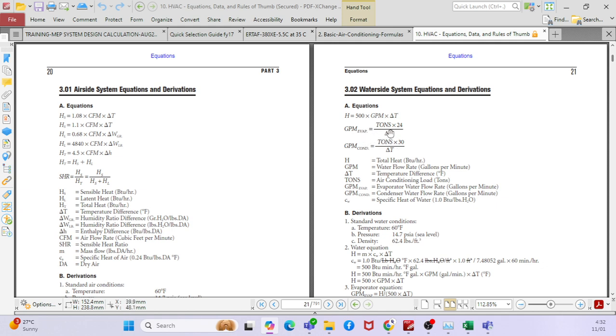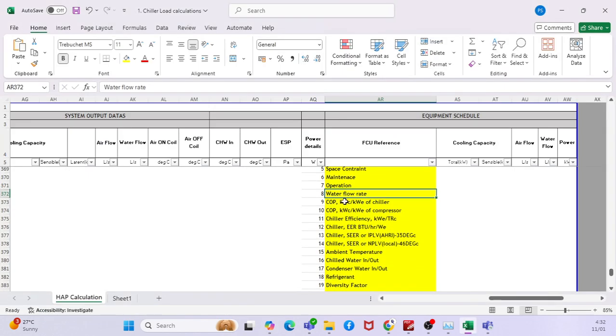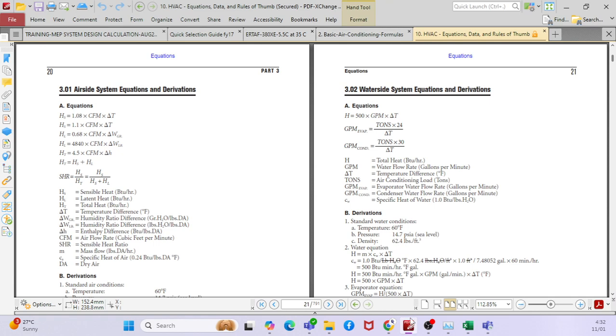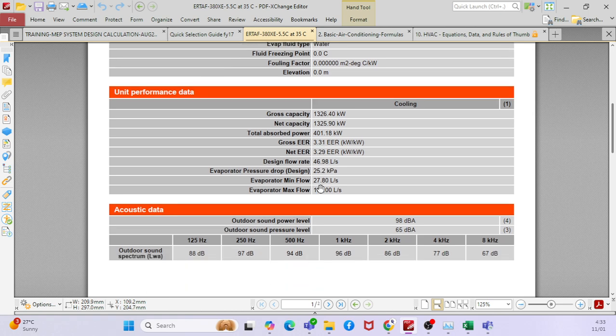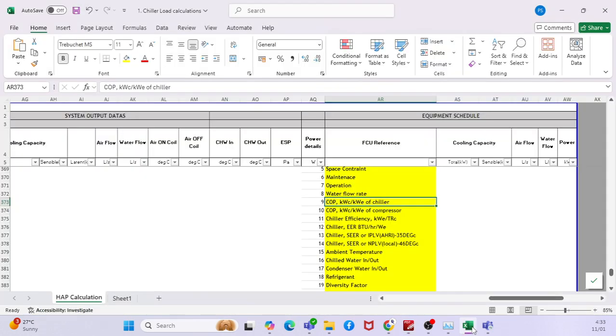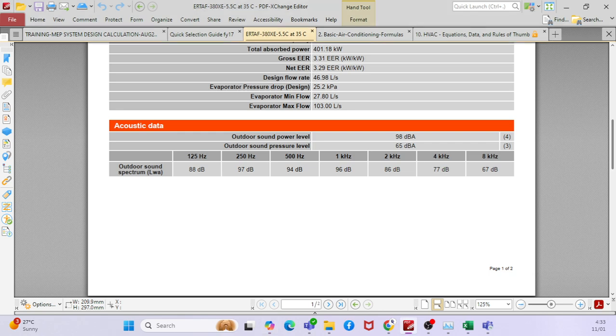This is the way to calculate the water flow rate, right? So you calculate water flow rate based on that. Then your COP of the chiller is basically, if you go to the selection, you know the capacity here, and you know the power consumption. Based on that, you can calculate EER, right? And when you go to the IPLV value, as I said, IPLV value.